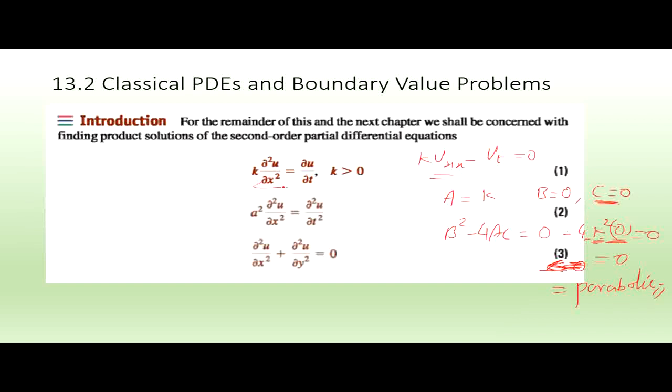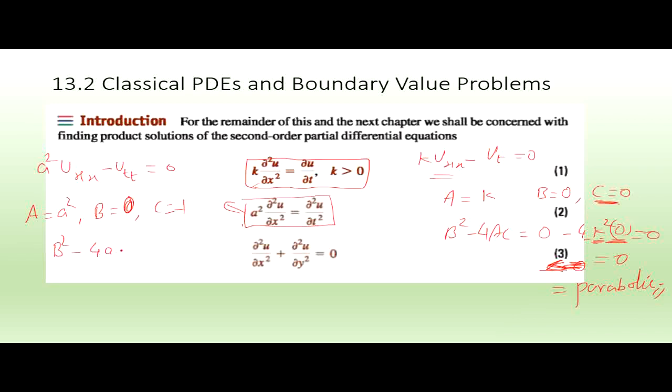This equation is parabolic. And similarly, you can classify this one. Write down this form. Second equation I am writing here: u double x and the coefficient is a square, minus u double t is equal to 0. The coefficient of the second derivative, capital A, is a square; the mixed derivative with both x and t will be there, isn't it? So b is 0 and c is negative 1. So we can find b square minus 4ac.